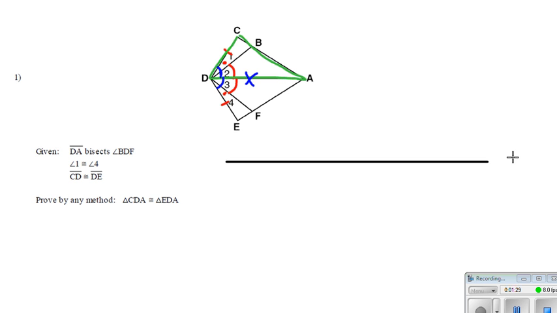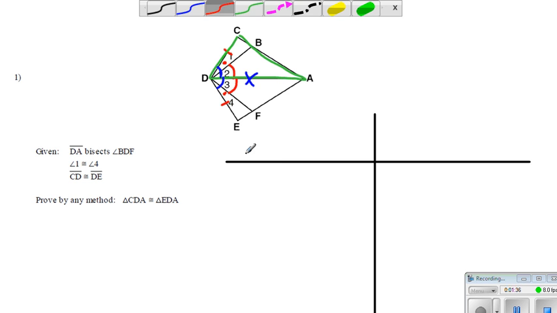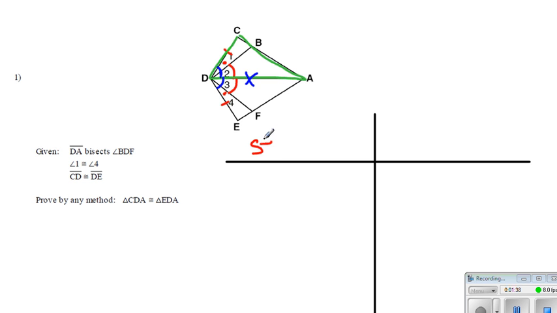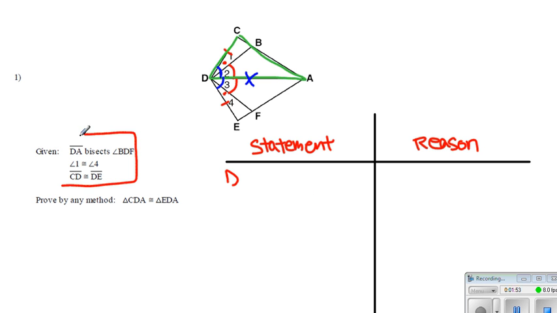So let us try to write up the proofs together. So I'm just going to draw the line here. All right, so let's get started. Here we have statement. And here we have the reasons. First, we're going to write down all this given right over here. Okay? And then first one, the reason will be the given.